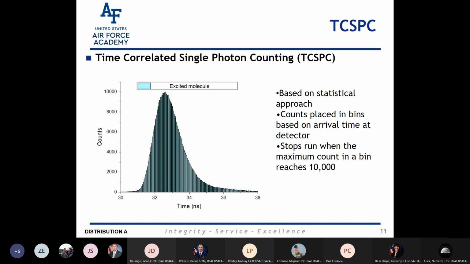So it's based on a statistical approach. Those counts from the excited molecule itself are placed into bins based on the time they arrive at the detector.